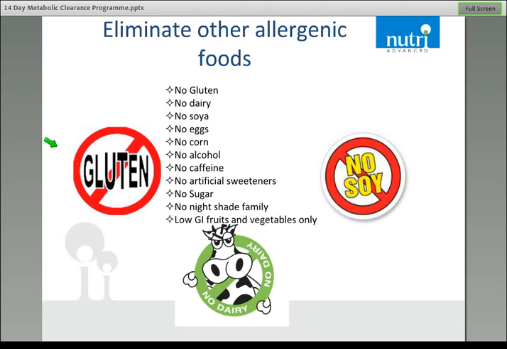And we've got low GI fruits and vegetables. So they're fruits and vegetables that don't cause the body to have a big sugar spike. You might be sitting there thinking, oh my goodness me, what am I going to eat? But I'm sure when you look at the list, you'll agree there's still an abundant amount of food available to you. And it might encourage you to think outside of the box.